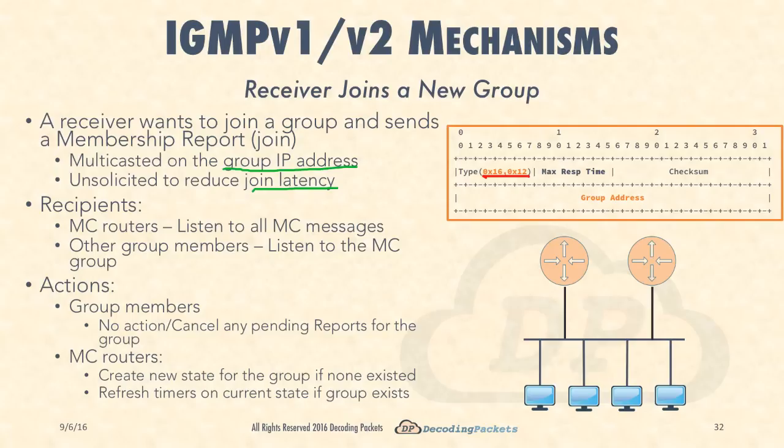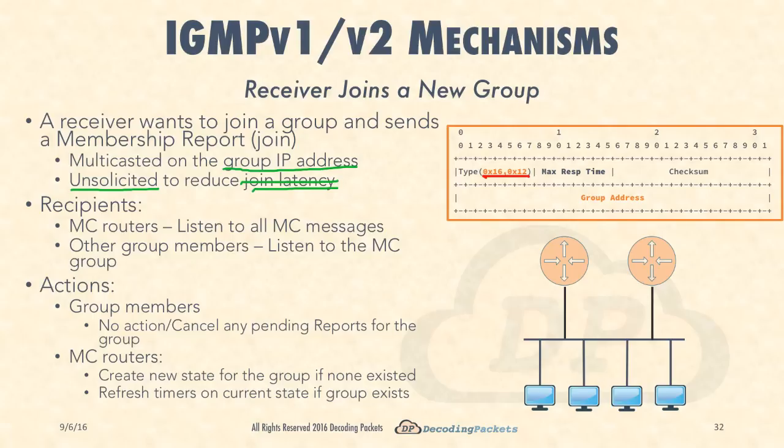This message must be unsolicited. That means it must be unprovoked. That means you should not wait for anything just to send this message out. And the reason for that is you want to reduce that join latency. Once you've decided that you need traffic for a group, you don't really want to wait. To eliminate this join latency, you just send this message, and it's completely unsolicited, unprovoked.